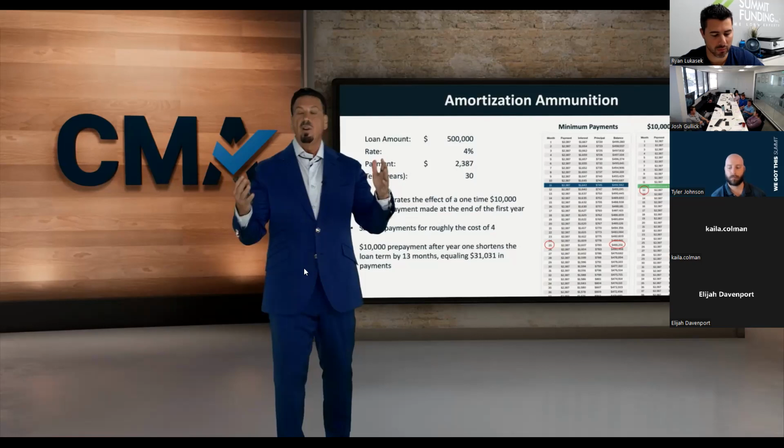If it's a conventional loan... if it's an FHA, no, you're never going to drop it. FHA has lifetime mortgage insurance. You have to refinance it into a new conforming loan. So hopefully that helps.